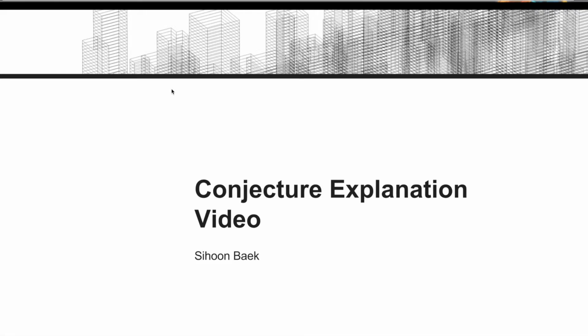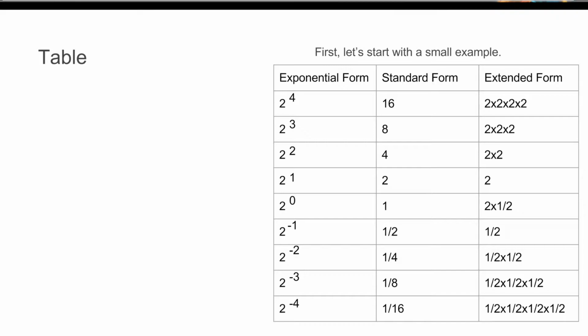So today I will be talking about the conjecture explanation, my conjecture of course. To begin with, I have a simple table which is divided into three columns: the exponential form, the standard form, and the extended form column. The exponential form column holds 2 raised to the power of 4, 2 raised to the power of 3, and so on and so forth until it becomes 2 raised to the power of negative 4.